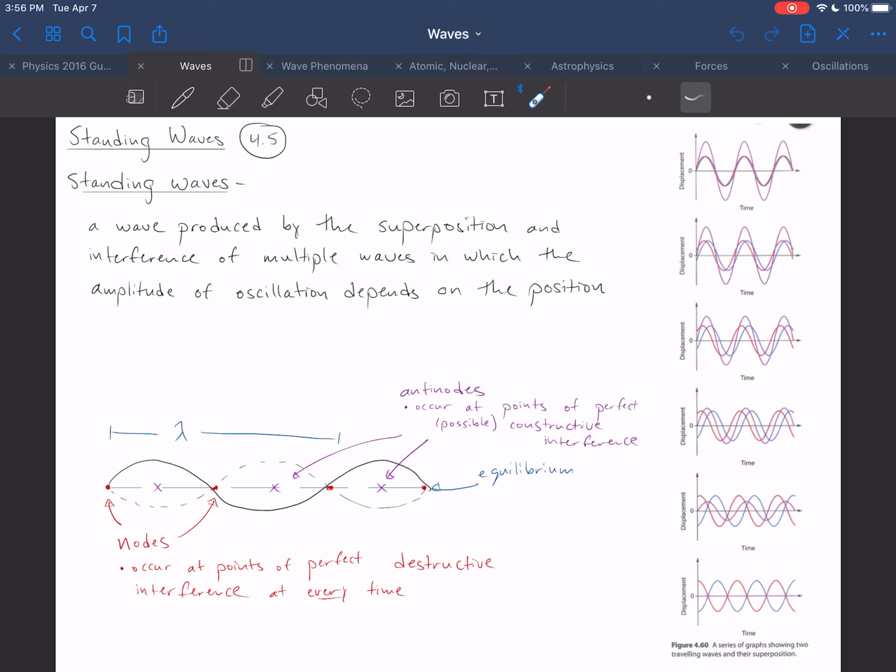Standing waves are waves produced by the superposition and interference of multiple waves in which the amplitude of oscillation depends on the position. A way of thinking about this definition is that this part is how the standing wave is produced, and we'll get to that in a moment. The nature of the standing wave is bound up in this part of the definition, that the amplitude of oscillation depends on the position. What this means is that in a standing wave, the size of the oscillation will depend on where you are along the wave.